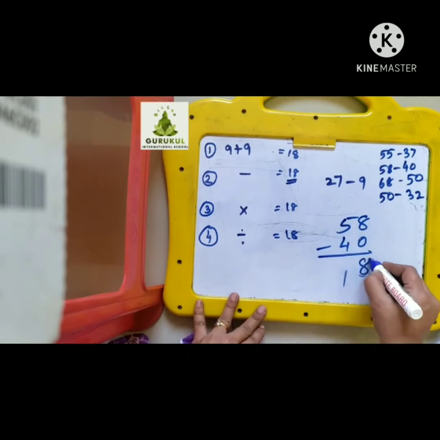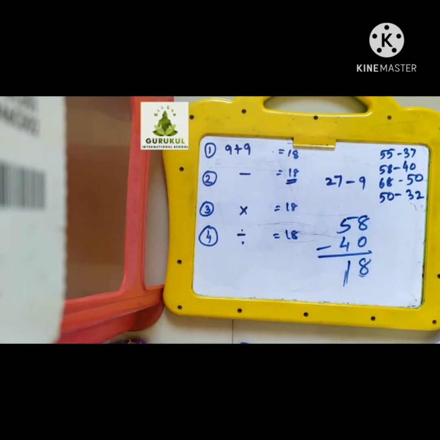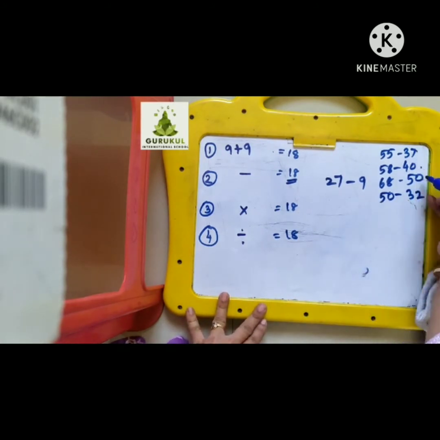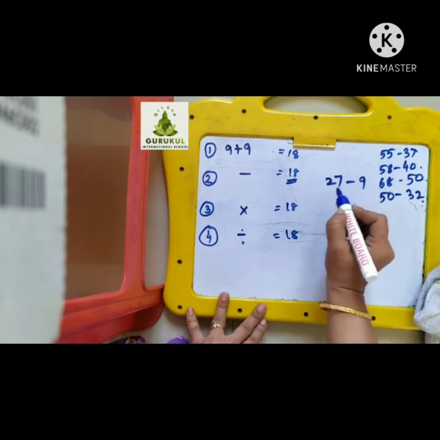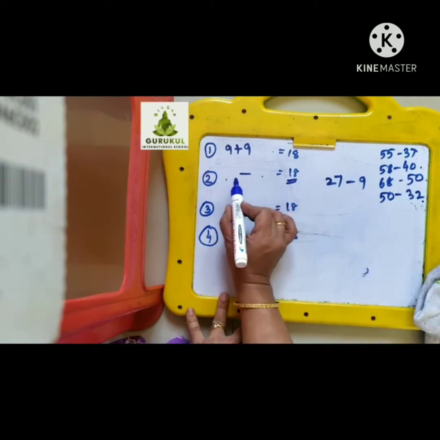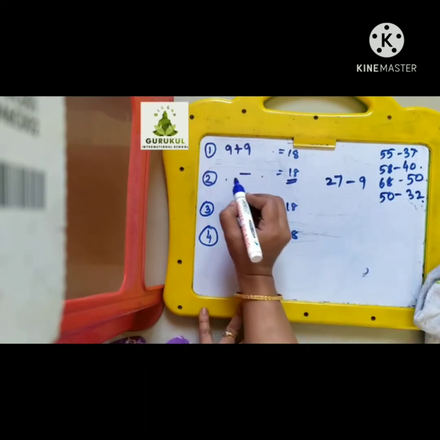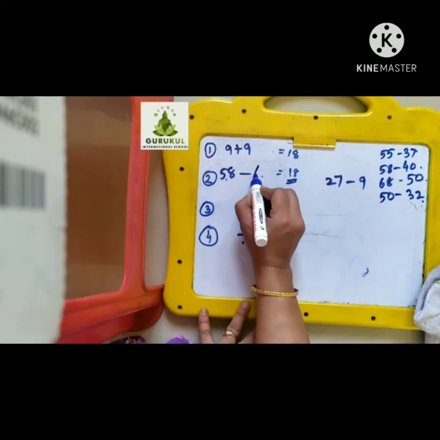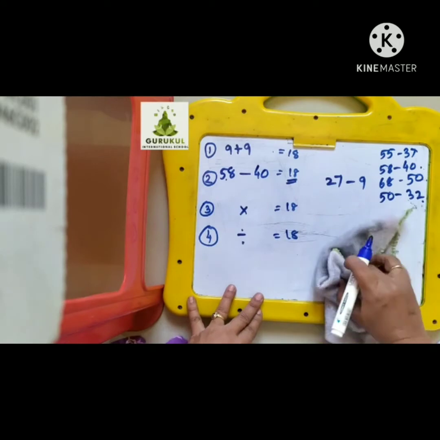8 minus 0 you get 8, 5 minus 4 is 1, 58. So in this way you can decide any of these pairs and write them over here so that your answer is 18. For example, I decide over here that my 58 minus 40 gives me the answer as 18.